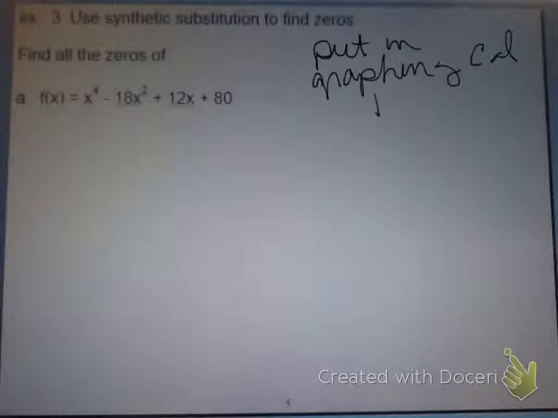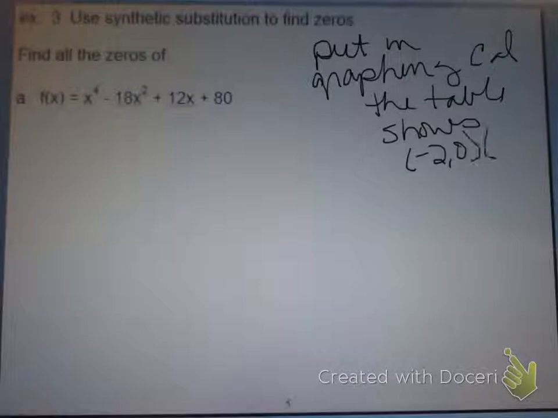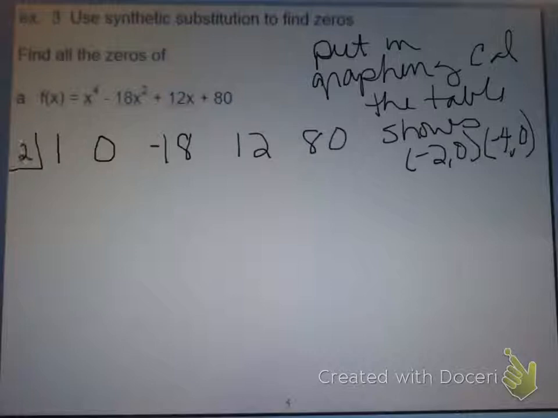If we put this function in the graphing calculator and look at the graph, then you would need to look at the table to find where exactly the x-intercepts are. And the table will show you that the x-intercepts are (-2, 0) and (-4, 0). So we're going to use synthetic division to find the rest of our zeros. You can use either -2 or -4 first. It really does not matter. You'll get the same answer. So I'm going to use -2.